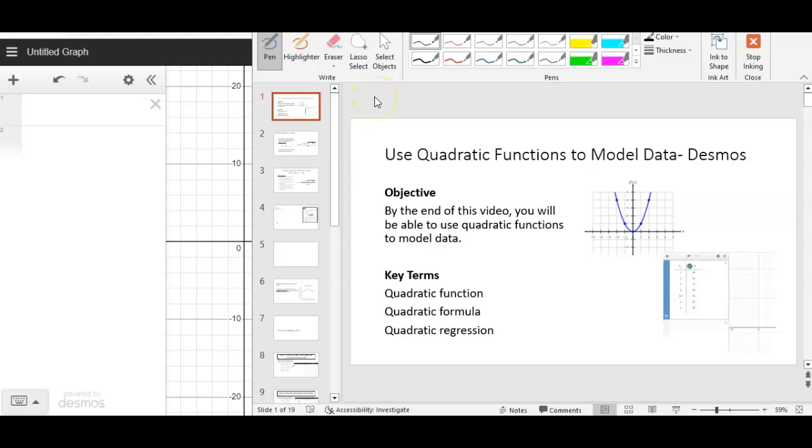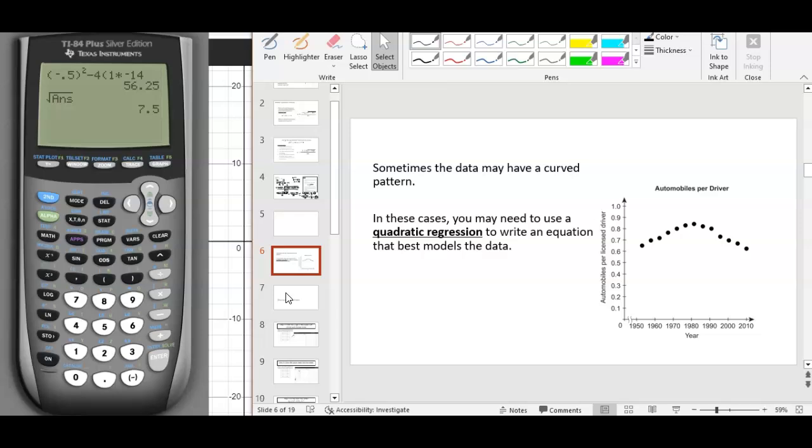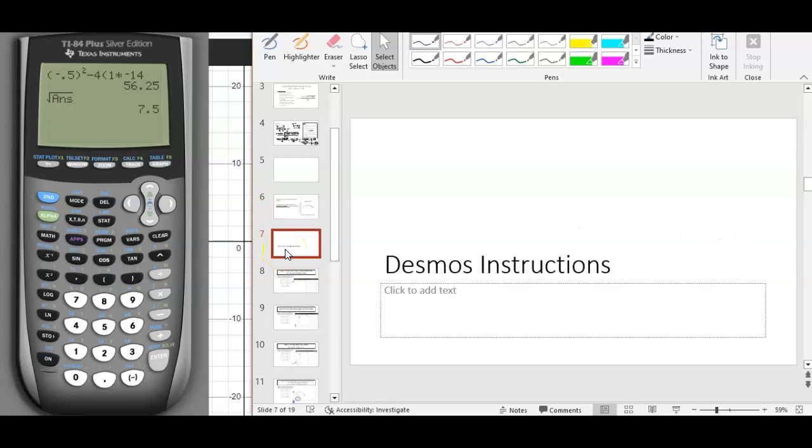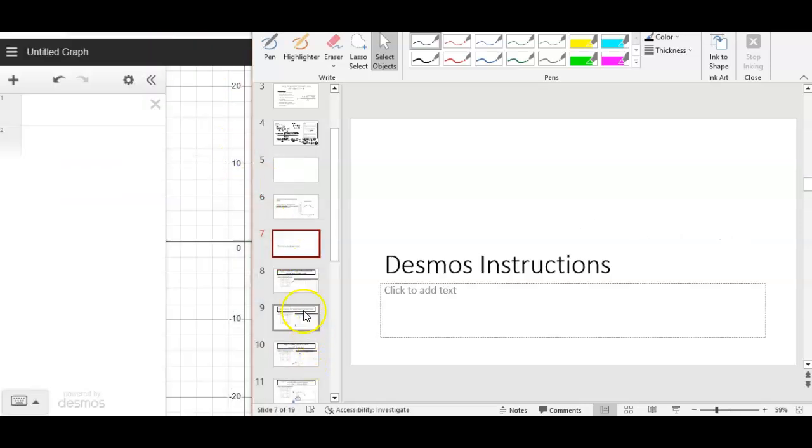So in this video, we're going to talk about how to use quadratic functions to model data in Desmos. But sometimes your data may have a curved pattern. So in that case, you have to use a quadratic regression to write an equation that best models the data. So in this video, we're going to talk about how to do that in Desmos.